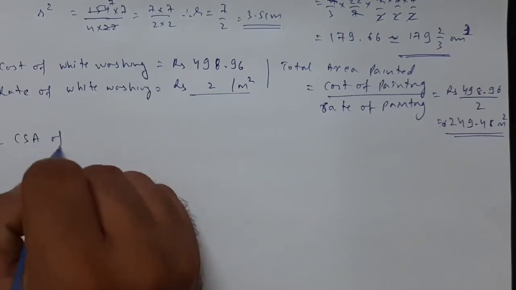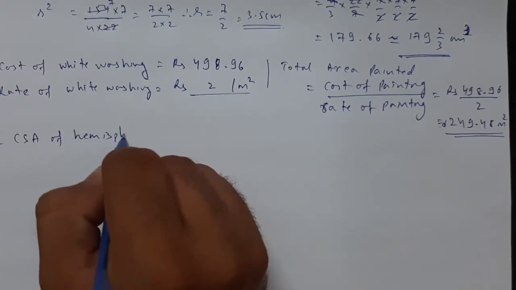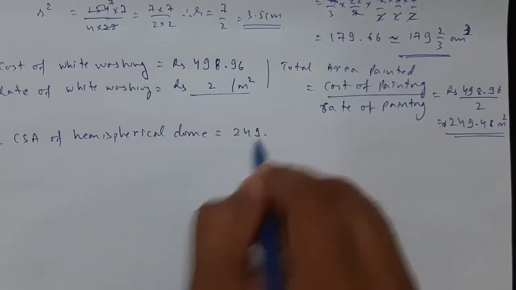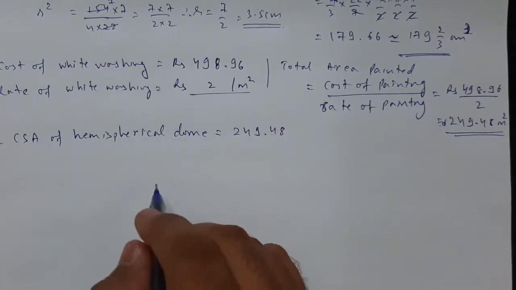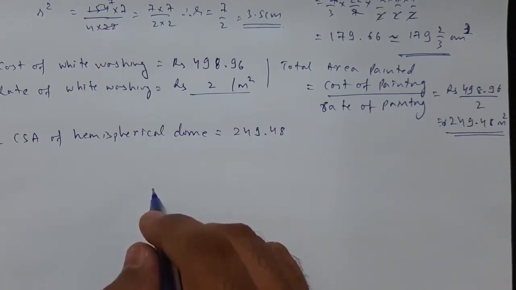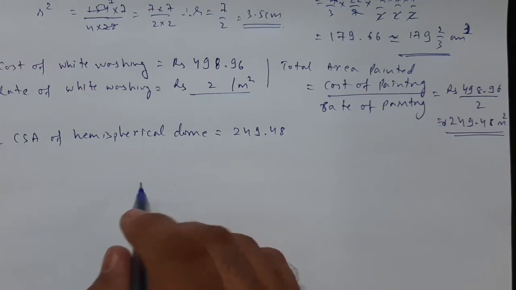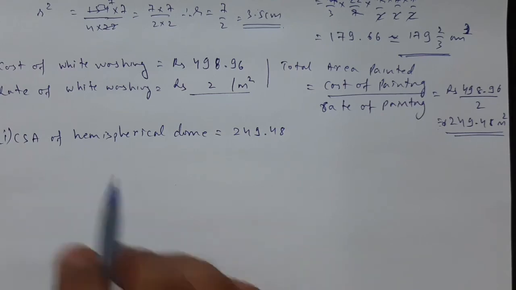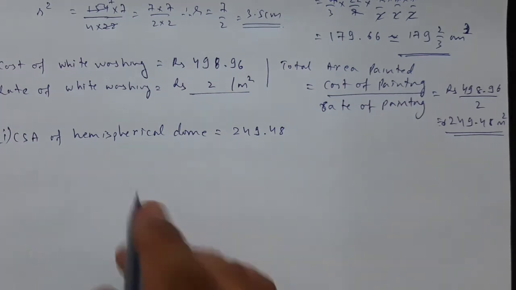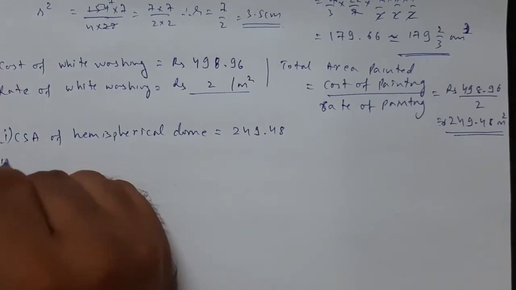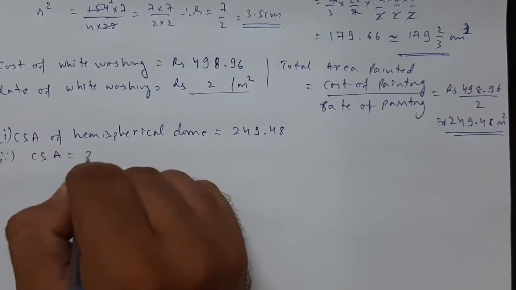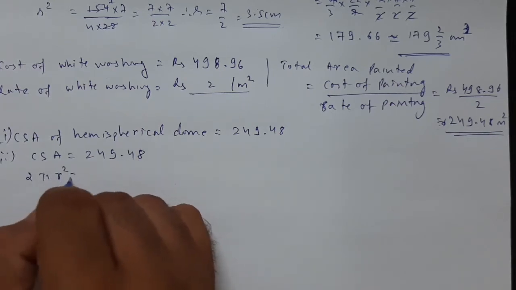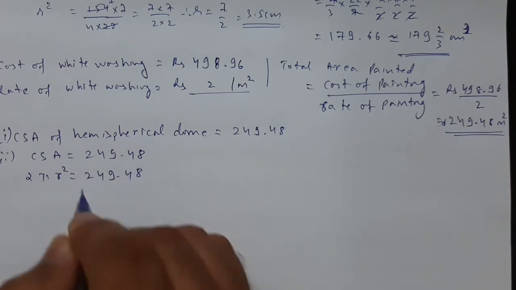Therefore CSA of hemispherical dome is equal to 249.48. Find first inner surface. So this is the first bit. We find out the inner surface area. Now find the volume of the air inside. So from this we need to find the radius. Second bit, CSA is equal to 249.48. So 2 pi r square is equal to 249.48.